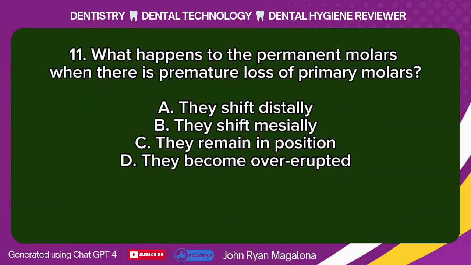11. What happens to the permanent molars when there is premature loss of primary molars? A. They shift distally. B. They shift mesially. C. They remain in position. D. They become over-erupted. Answer: B. They shift mesially.